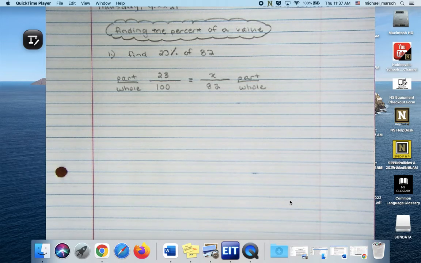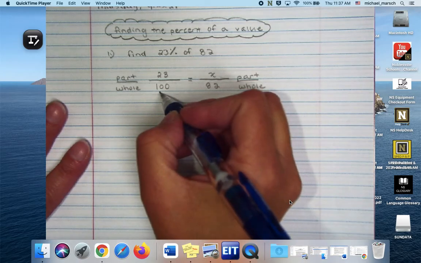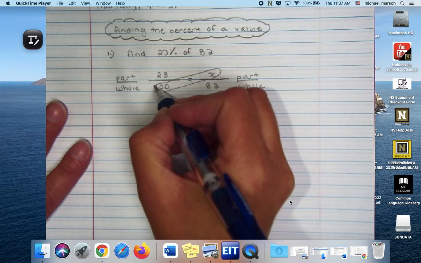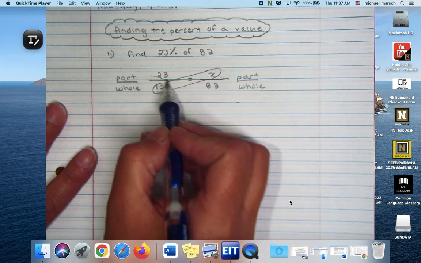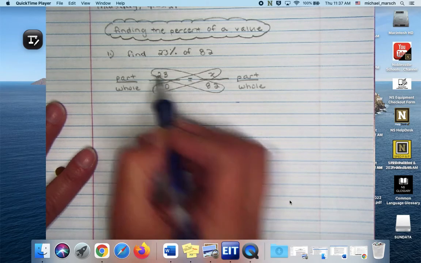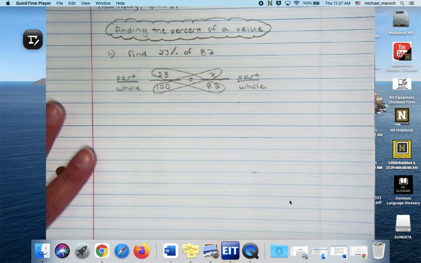All right, so now we're going to do our cross multiplying like they showed in the video. Third period, a student pointed out that when you do this cross multiplying, it looks like two Band-Aids. And now I can't not see it.